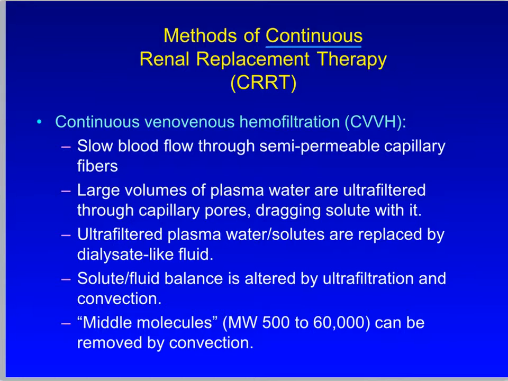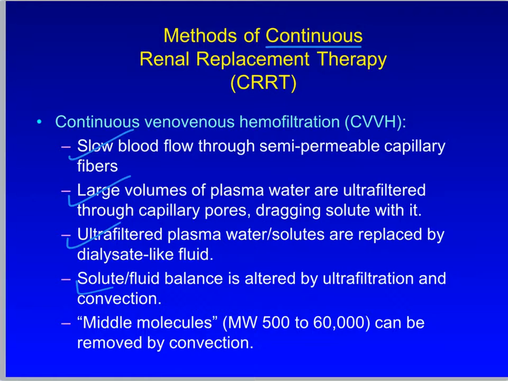In continuous veno-venous hemofiltration, or CVVH, venous blood flows at a slow rate through a hemofilter consisting of hundreds of semi-permeable capillary fibers, just like a dialyzer, but smaller. Negative external pressure can be used to create a gradient across the membrane that allows plasma water to be ultrafiltered and removed, dragging solute with it. The ultrafiltered plasma water, which contains all of its usual small solutes, such as sodium, creatinine, urea, and calcium, is replaced by a fluid similar to dialysate. Over the course of 24 hours, many liters of plasma water are gradually removed and replaced with urea and creatinine-free solution. Thus, solute and fluid balance is altered by a combination of ultrafiltration and convection.